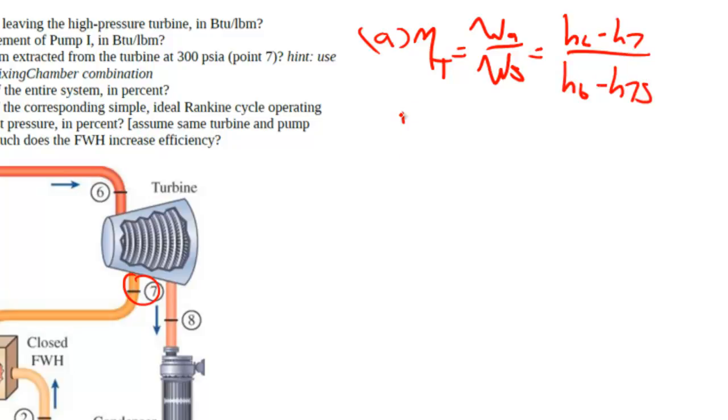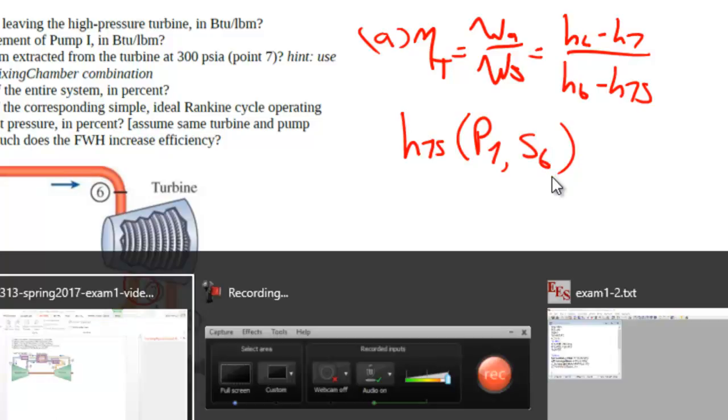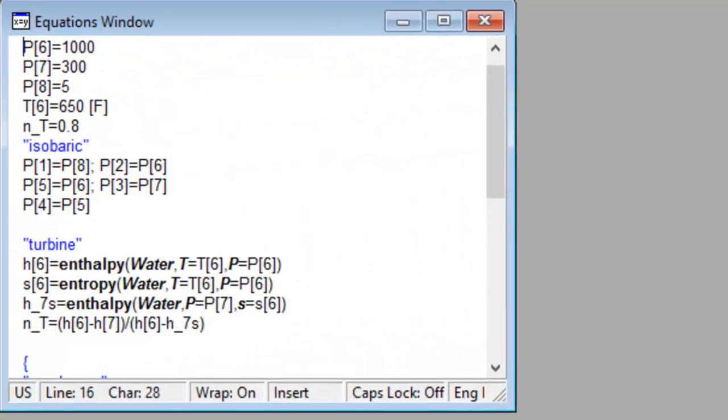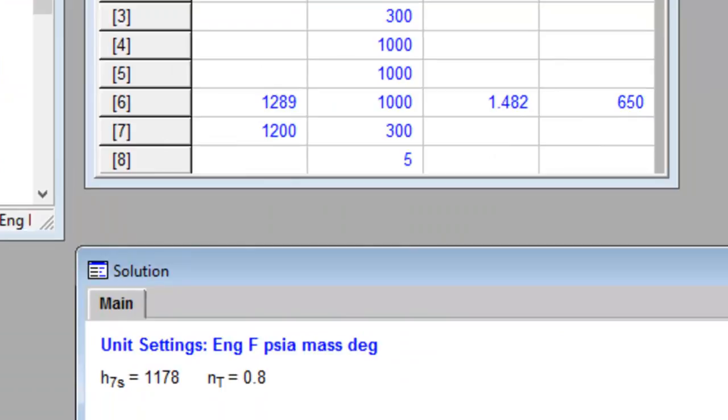To find H7S, the isentropic relation is essentially that we know we're at P7, but our entropy is going to be the entropy at S6. So I'm going to use EES to solve that for me. Here I have all of my given parameters up at the top, my isobaric steps, but here's the turbine. I'm having EES look them up at 6. And then for my H7, you can see I'm using the entropy at 6 and then the efficiency of my turbine. If I do that, I can find out what H7 should be. It should be 1200. The ideal would have been 1178.